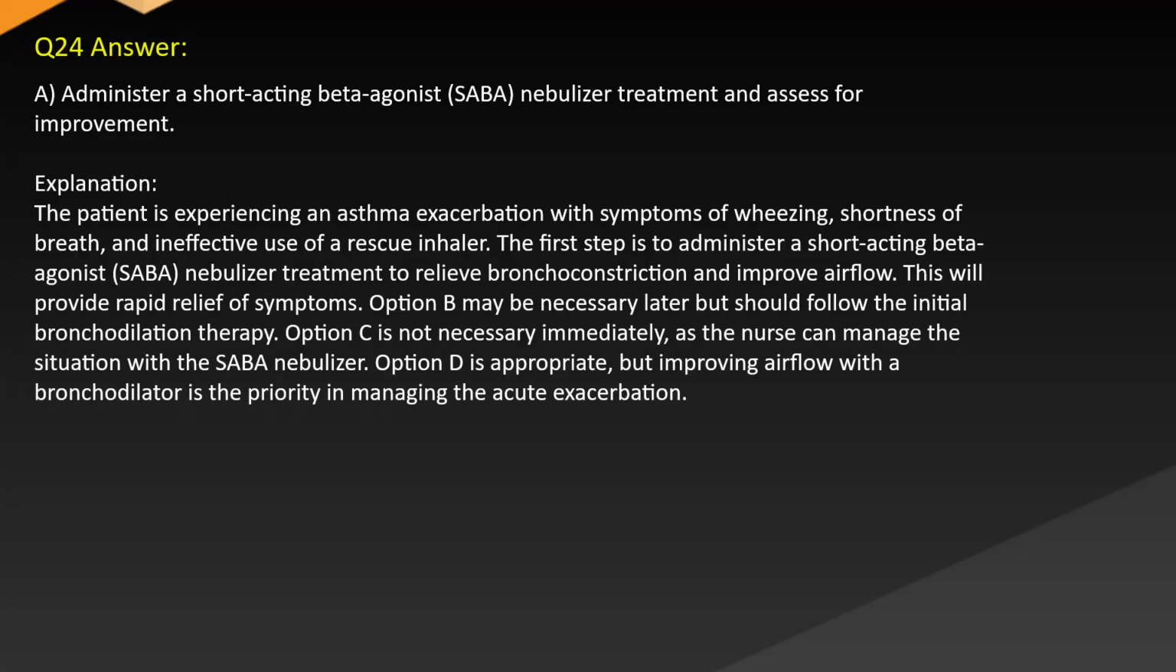Answer A. Administer short-acting beta agonist, SABA nebulizer treatment and assess for improvement. Explanation: the patient is experiencing an asthma exacerbation with symptoms of wheezing, shortness of breath, and ineffective use of a rescue inhaler. The first step is to administer a short-acting beta agonist SABA nebulizer treatment to relieve bronchoconstriction and improve airflow. This will provide rapid relief of symptoms.